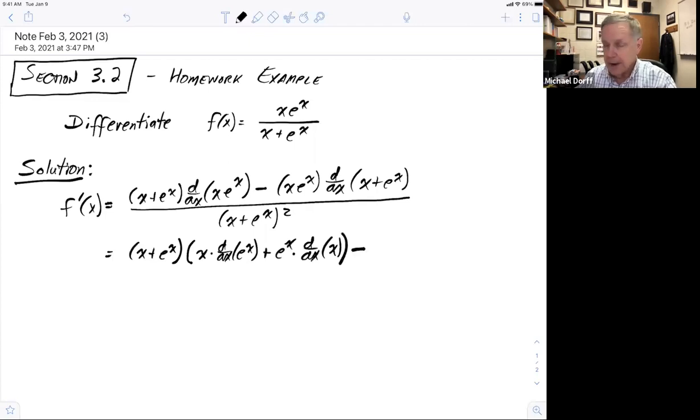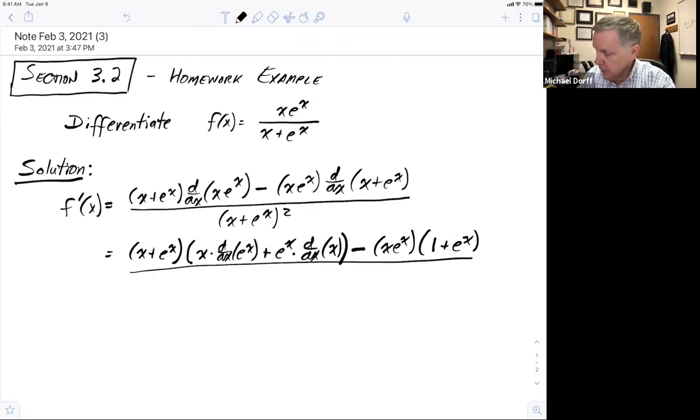All right, then we subtract x e to the x times the derivative of the parentheses x plus e to the x. Now that's not a product rule, that's an addition rule. So we take the derivative of each term individually. The derivative of x is 1. The derivative of e to the x is e to the x. Again, that's all over the denominator squared.